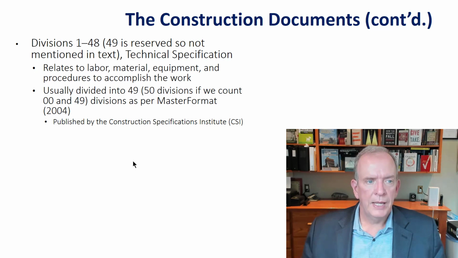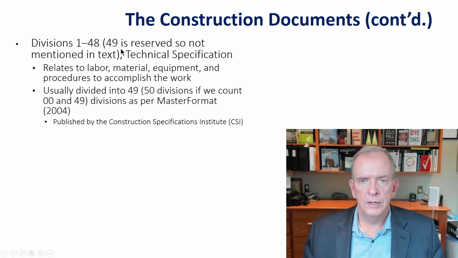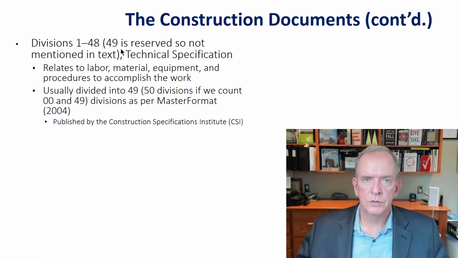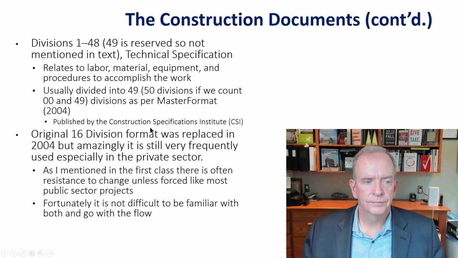Divisions 1 to 48 relate to labor, equipment, and again, it's 49. There are some of these sections that are reserved. And so in their eminent wisdom, they left some sections blank because they know that there's going to be new innovations in the next 30, 40, 50 years, and they don't really want to change things. So they've got some room that they can just stick them into those reserved sections.